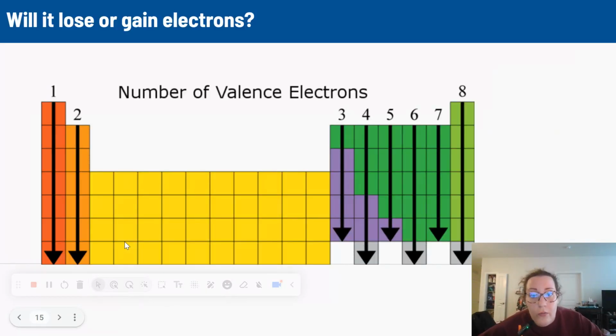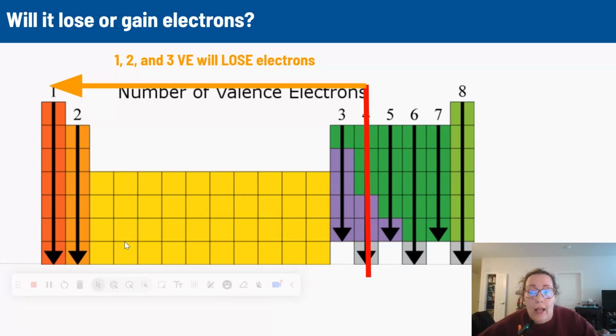For the octet rule, if they don't have 8, they're either going to lose or gain electrons to get there. How do we know which one it's going to do? Well, if you label your periodic table, you can use that to help you figure it out. Atoms that have 1, 2, or 3 valence electrons will lose. That's because even though their outside ones don't meet the octet rule, their inside energy levels, the rings, have enough electrons to meet the octet rule. So 1, 2, and 3, they're going to lose.